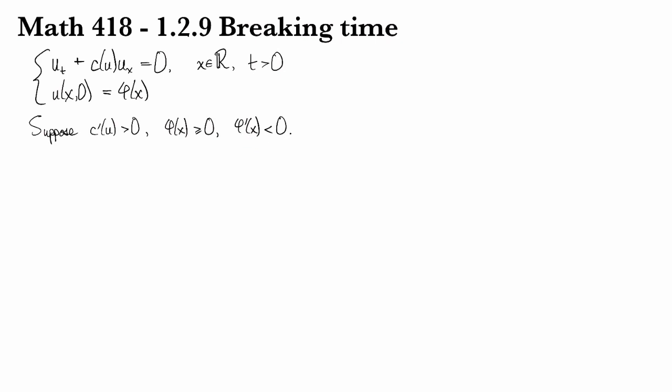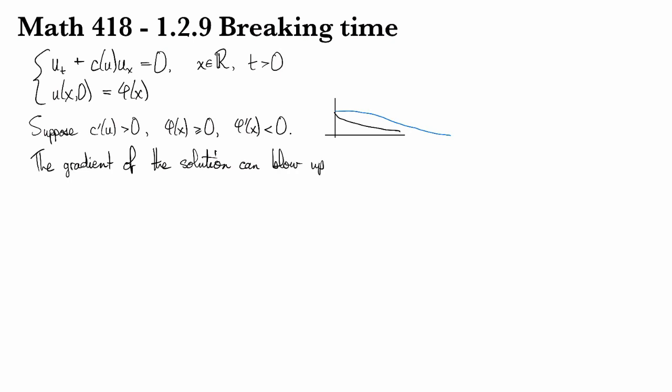So that might look something like a decaying exponential function like this, or maybe something like a Cauchy distribution like this. And now what we are interested in is when the gradient of the solution can blow up in finite time. By gradient, I mean the x derivative or space derivative, u sub x. This can tend to infinity, u sub x tends to infinity as t approaches some finite time t sub b.